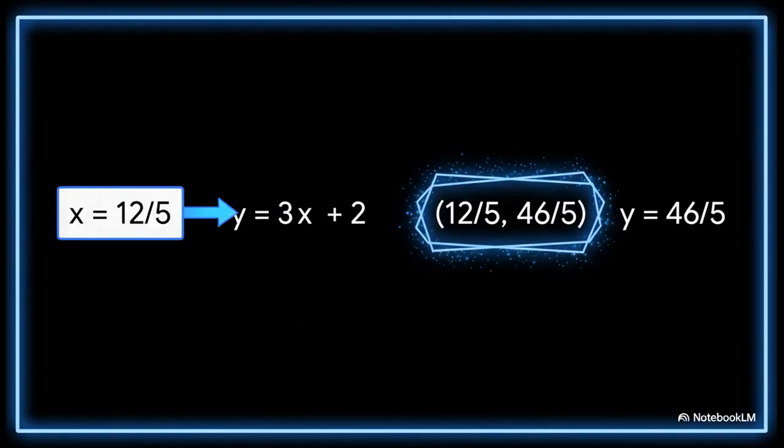We are so close. We have x, but we still need y. So we take that x value, 12 over 5, and plug it right back into our easy equation, the first one. A little multiplication, a little addition, and we find out y is 46 over 5. And there it is, our solution. That's the exact point where these two lines meet.